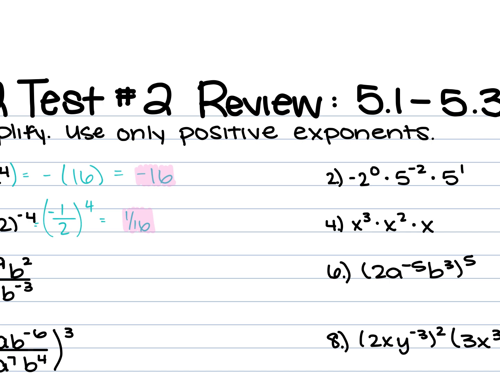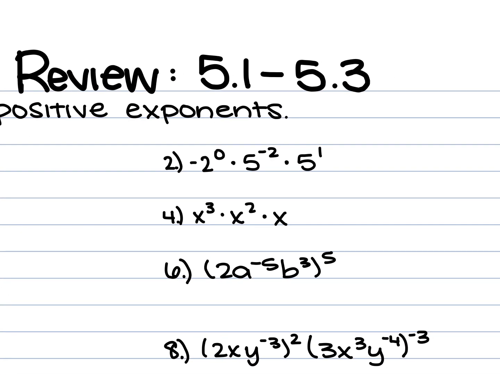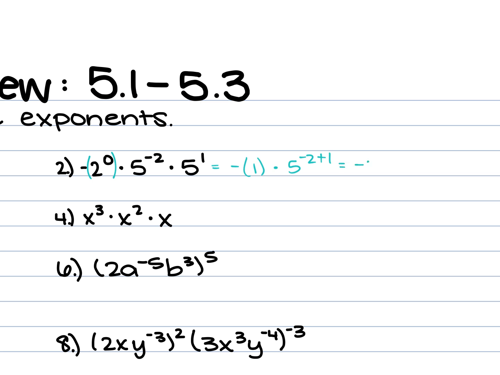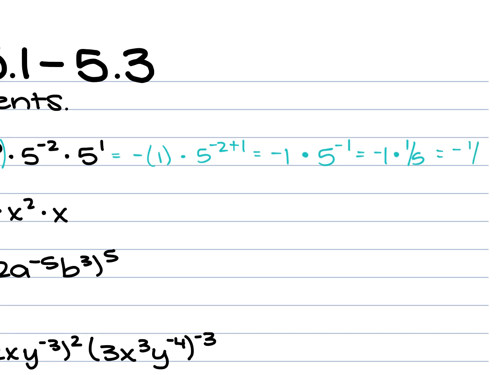If we backtrack to number 2, you have the opposite of 2 to the power of 0 times 5 to the -2nd power times 5 to the 1st power. This opposite of 2 to the power of 0, again, the 2 is the only thing that's being raised to that power of 0. So it's like saying the opposite of 1 times 5 to the -2nd times 5 to the 1st. So you can add those powers. The opposite of 1 is -1 times 5 to the -1st gives us -1 times 1 over 5, which is just -1/5.